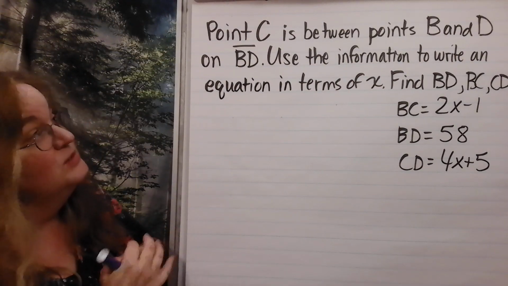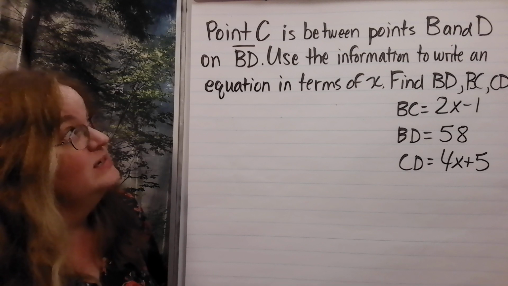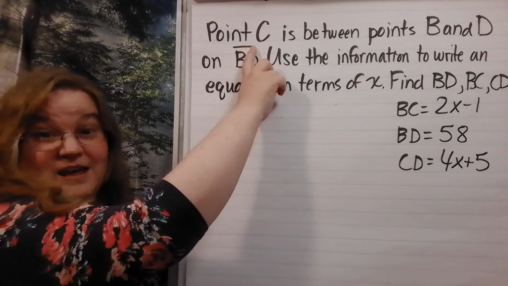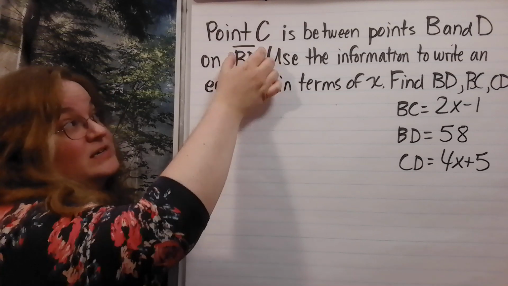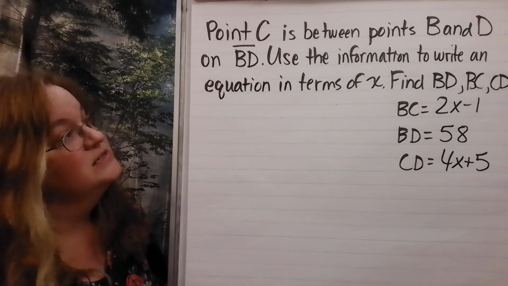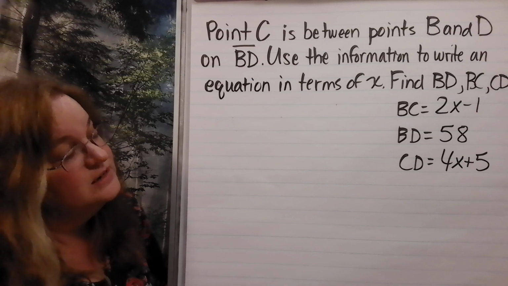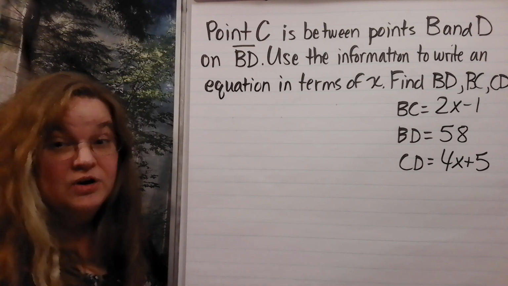All right, so point C is between point B and D on BD. So I see right here, this line means it's a segment, a line segment as opposed to a whole line. It says use the information to write an equation in terms of X and find the measures of all three.